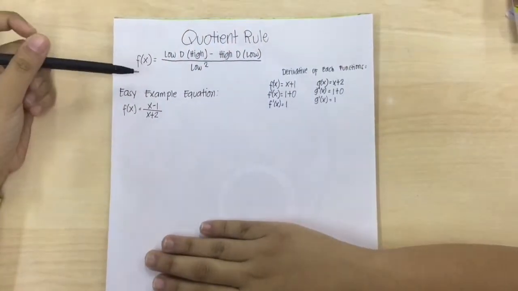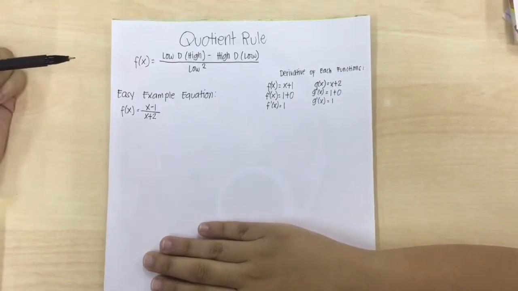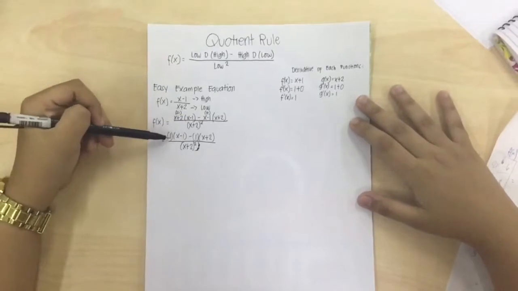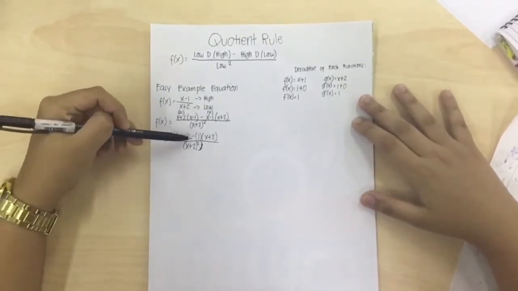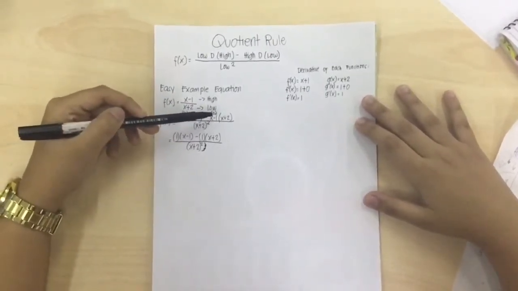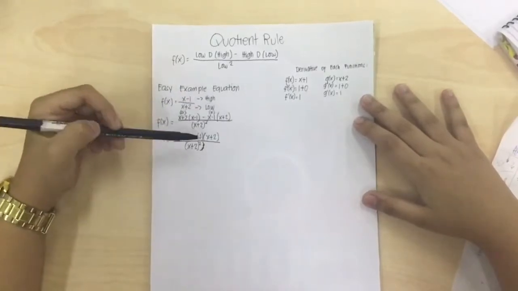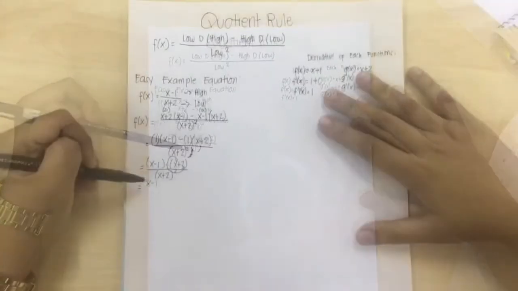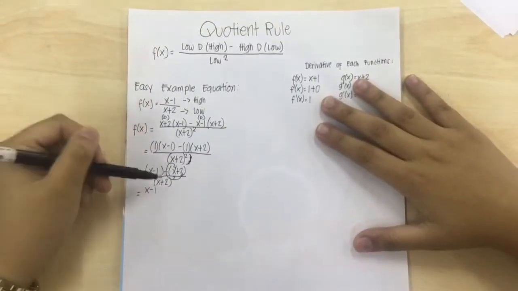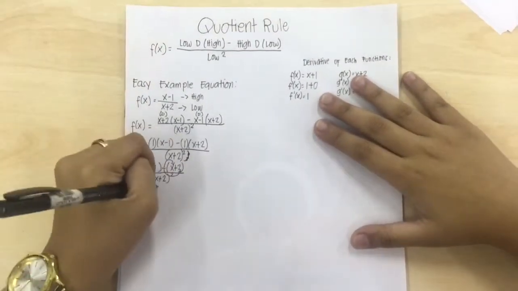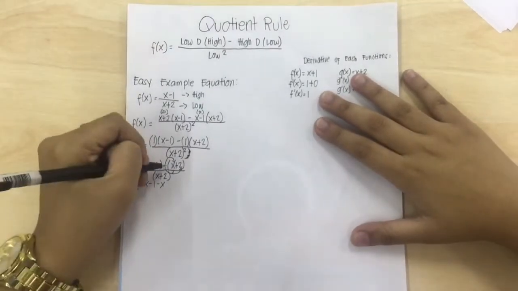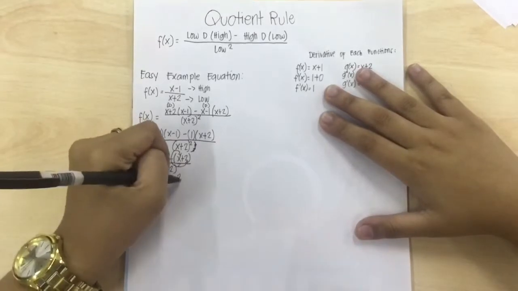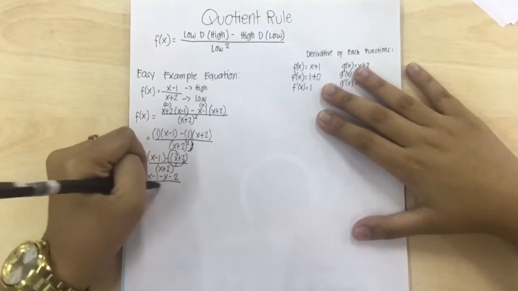Given the formula, let's substitute all the given functions. The derivative of x plus 2 is 1 times (x - 1), minus the derivative of x minus 1, which is 1, times (x + 2), over (x + 2) squared. Then negative times x is equal to negative x, and negative times positive 2 is equal to negative 2, over (x + 2) squared.